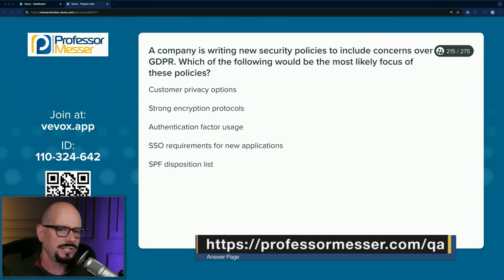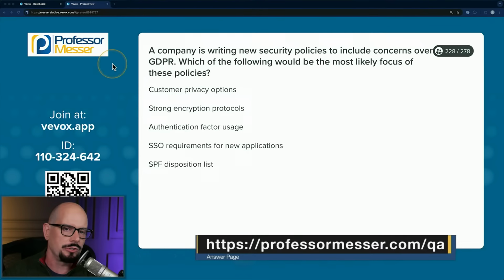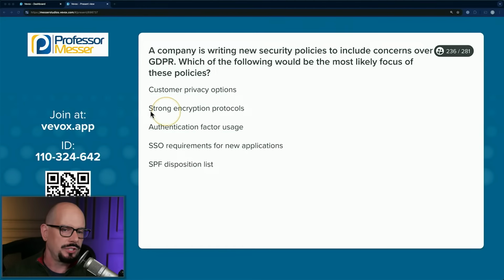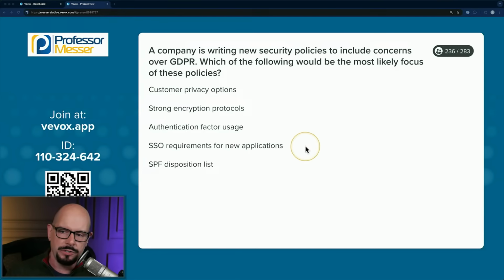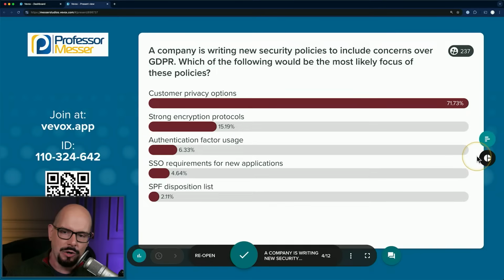This question asks, a company is writing new security policies to include concerns over GDPR. Which of the following would be the most likely focus of these policies? Would it be customer privacy options, strong encryption protocols, authentication factor usage, SSO requirements for new applications, or an SPF disposition list? Let's close our poll and see how we did.